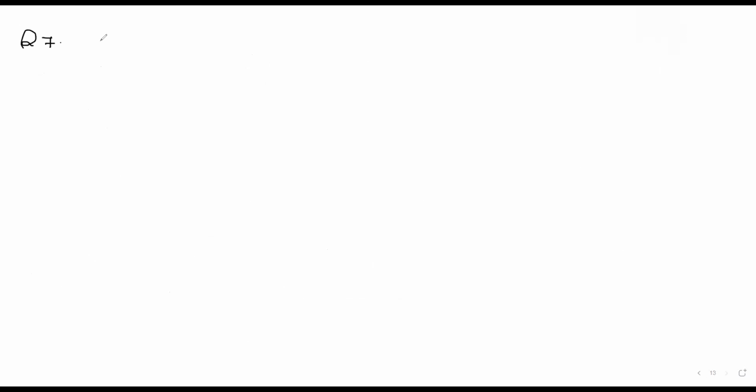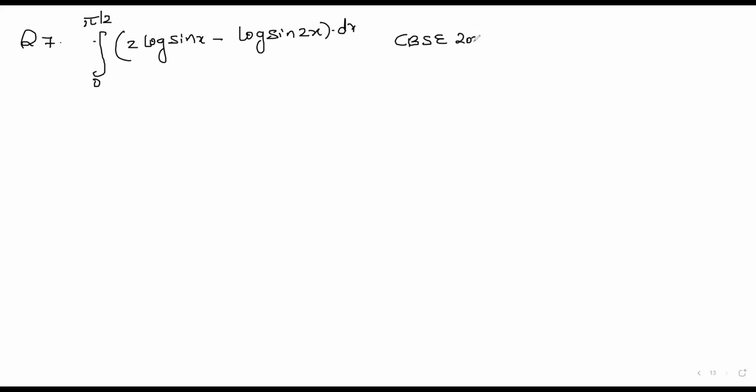Next is integral 0 to pi by 2 of 2 log sine x minus log sine 2x dx. This question came in CBSE 2009, and this is also there in NCERT. Please complete this. I'm just coming back in 2 minutes.